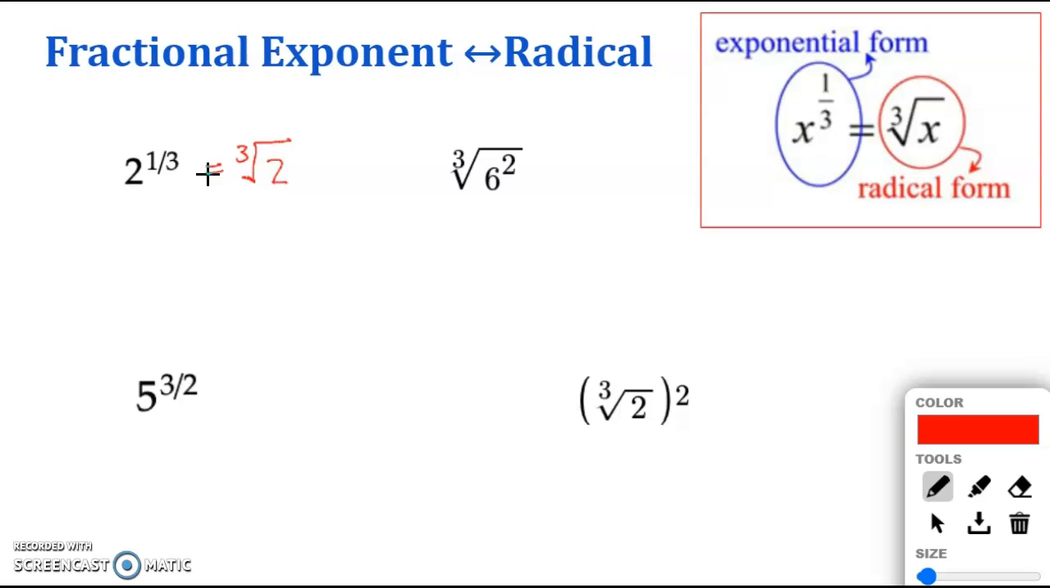What about this? This is the same as 6 squared, so that's 6. The numerator is 2, and the denominator root is going to be 3. So it's 6 to the power of 2 over 3. This is not the same as 6 multiplied by 2 over 3. Okay? It is 6 to the power of 2 over 3.